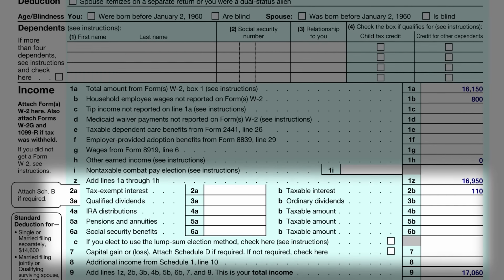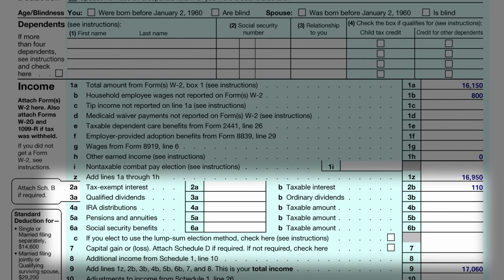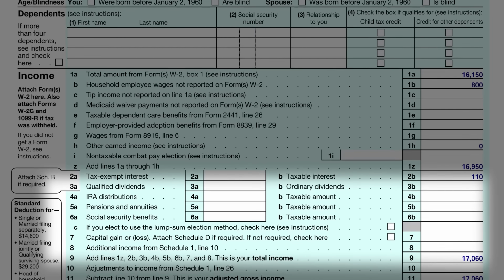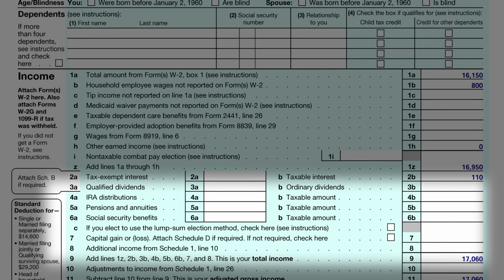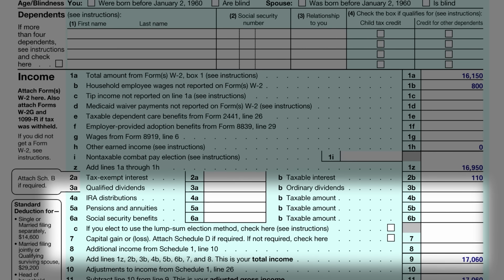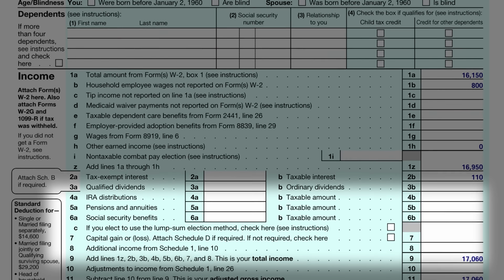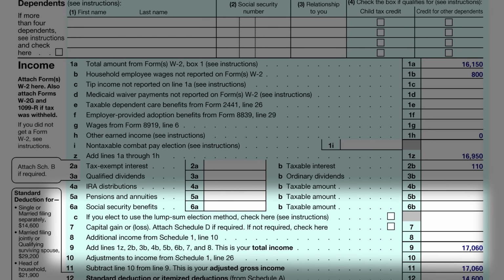Then, adding up all his income sources, John calculated his total income. Since he had no adjustments, his total income and adjusted gross income were the same. But if you have adjustments like student loan interest deductions or contributions to a retirement account, you'd subtract those from your total income to get your adjusted gross income.